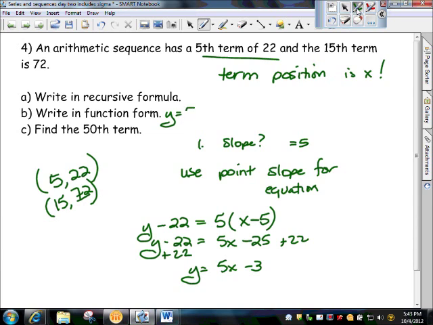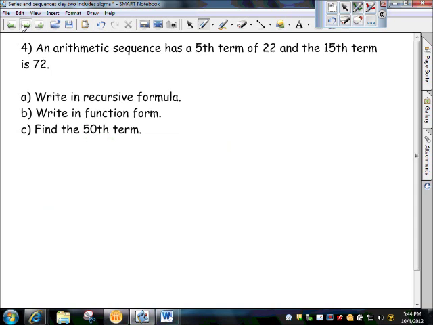If I want the 50th term, you know what to do. Are you staying out there? Are you talking along with me? Yeah, we just put the 50 in for the x. Good for you. You know what to do. I'm putting it in recursive form. If I need to find what that first term is, I just use 1 for the x. And the 50th term is 250 minus 3, which is 247.